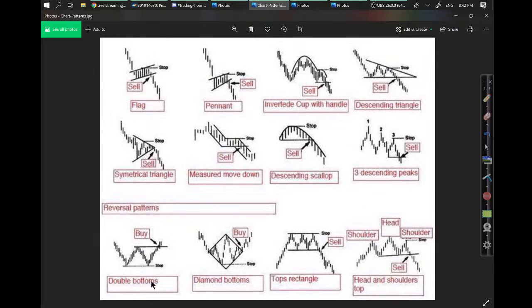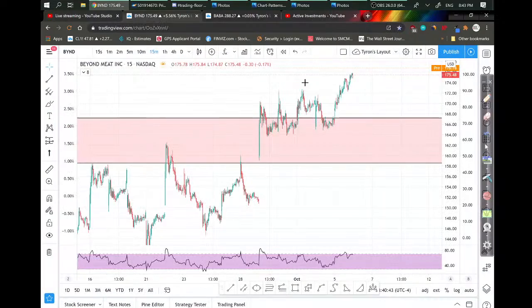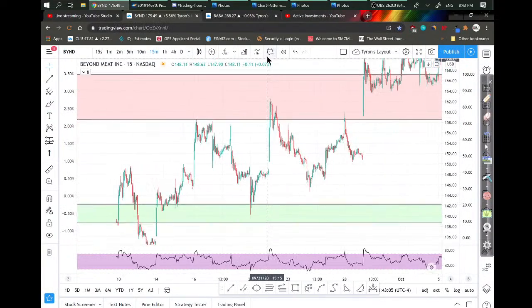Reversal patterns, these are important as well. Super important. Head and shoulders, very common, right? You see them very often. Tops, diamonds, and double bottoms, those are also very common. Now, obviously, you are not going to be able to spot all of these so easily.